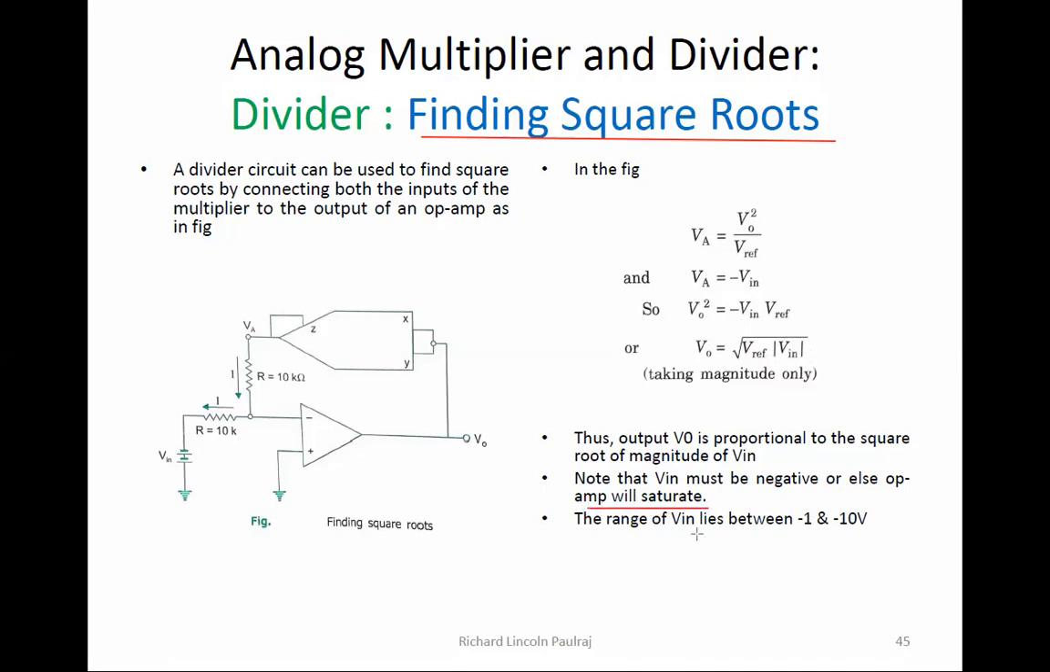the range of V in lies between -1 to -10. Why is it -10? Because V reference is taken as 10. So this reference is taken as 10, which means my voltage can start from 1 to maximum V reference, right?